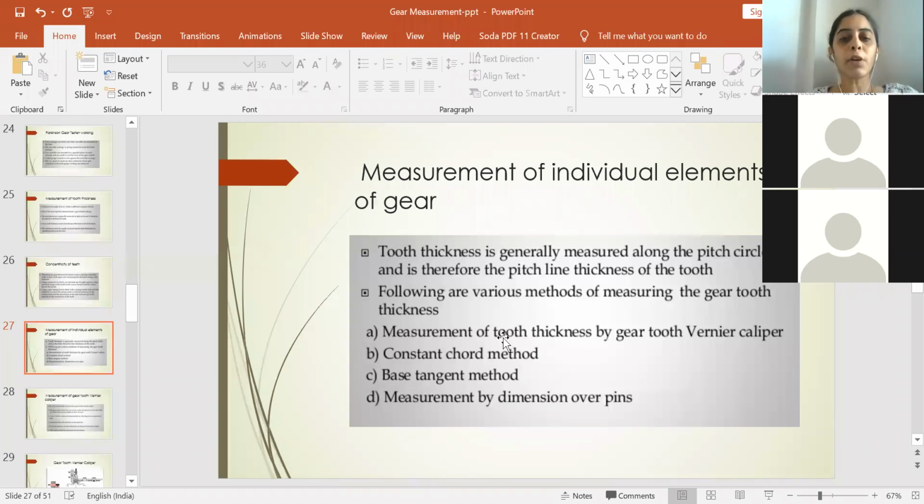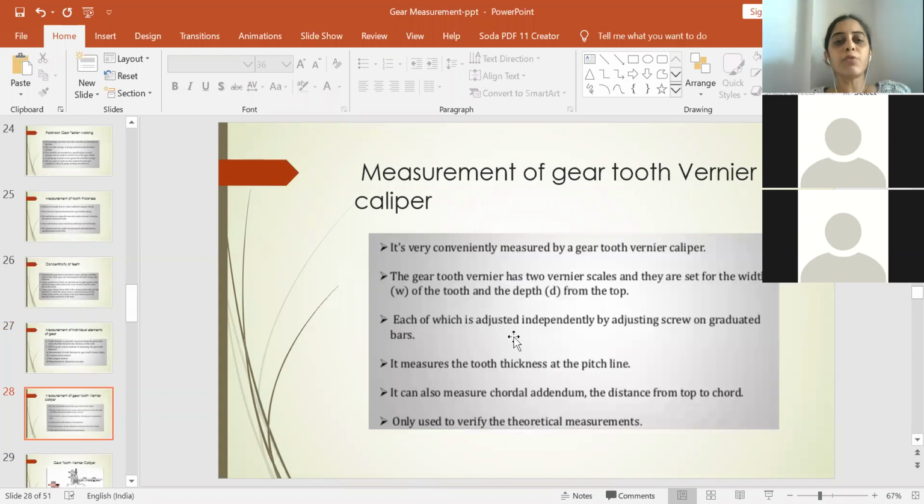The methods we follow to measure the tooth thickness are 4. One is the gear tooth vernier caliper that we have done already in our practicals. The other methods are the constant chord method, base tangent method, and measurement by dimensions over pin. If they ask you to explain how the thickness of the tooth is measured by any specific method, you have to focus on that method. If they ask you to describe all, you should be able to explain everything.